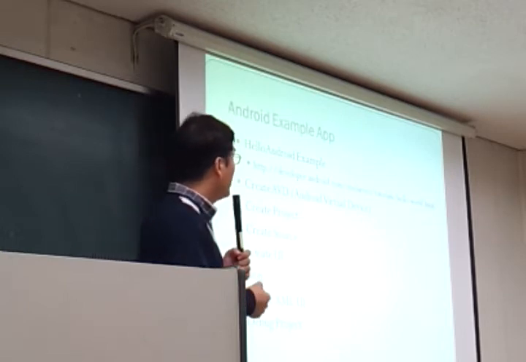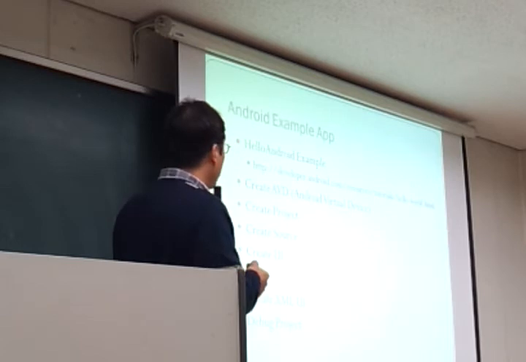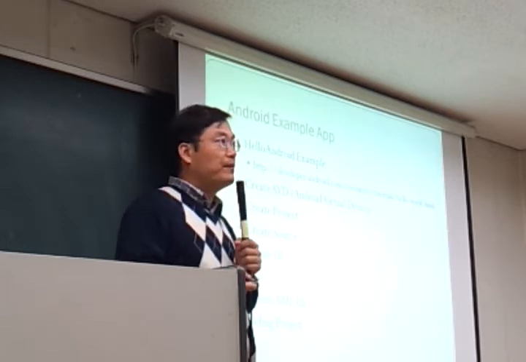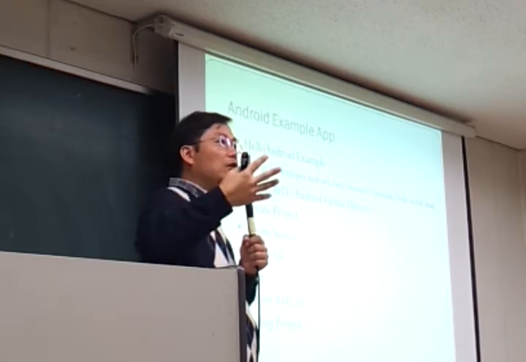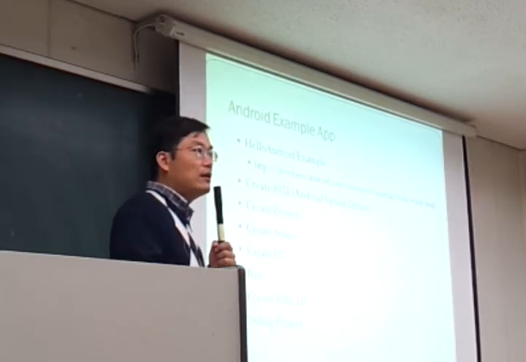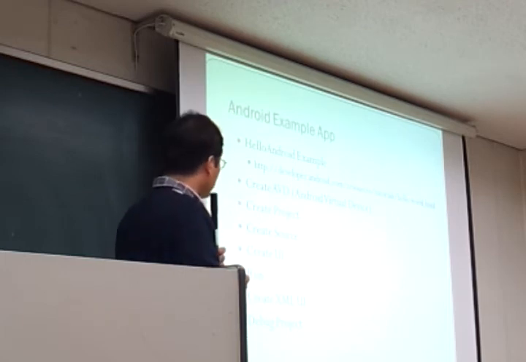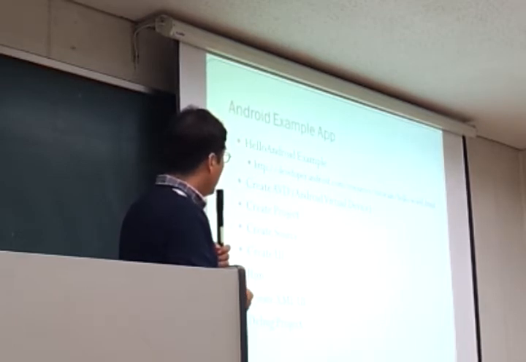We first create an AVD, Android Virtual Device. Okay, so this is like the emulator. So in Eclipse, you want to pop up your emulator to run your codes and see how the thing actually works. You create a project, create the source, create the user interface, run it. Okay, and these are one example.